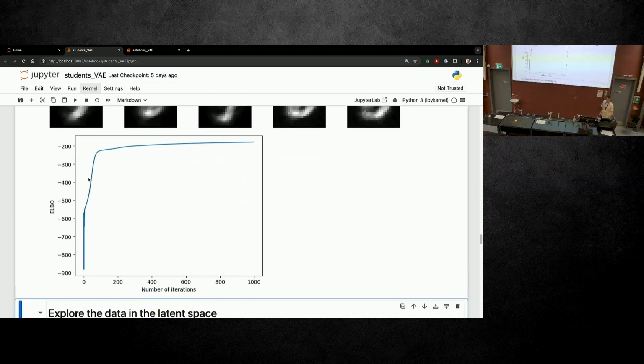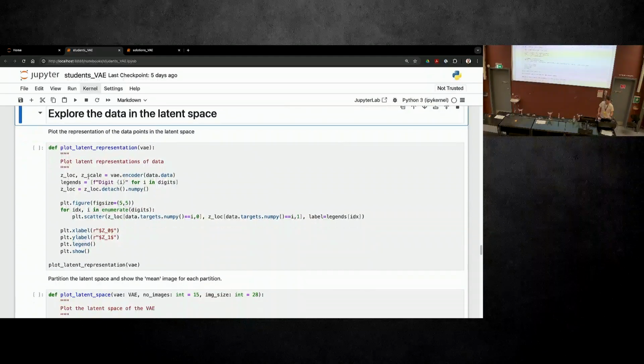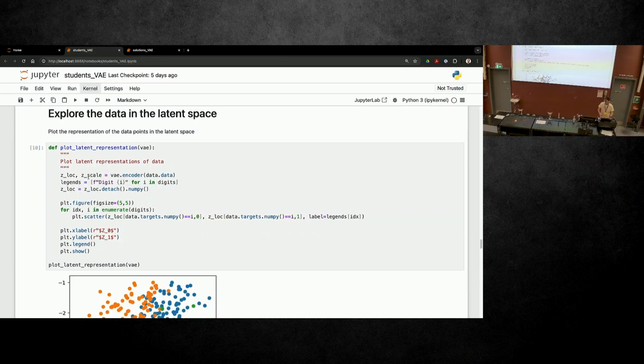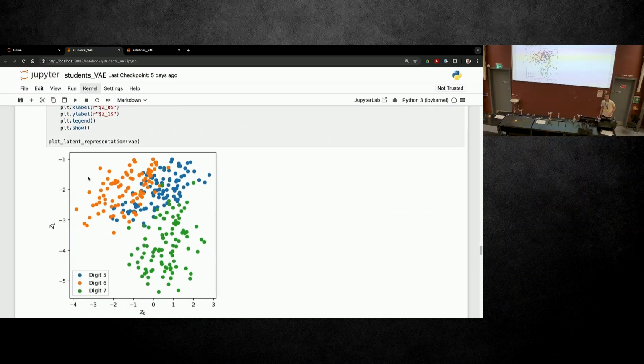We can look at the ELBO here, and it behaves nicely. We have a rather steady increase. We may not have quite converged, but that's a minor issue now. Then we can start to explore the latent space. Here we are taking our digits and mapping them into latent space, also labeling the data points with the labels from the data. So we can see here that the 5s live up here, we have 7s living down here, and then we have 6s living over here.